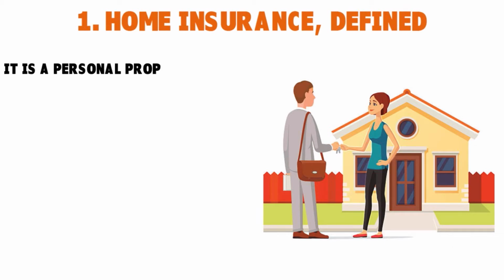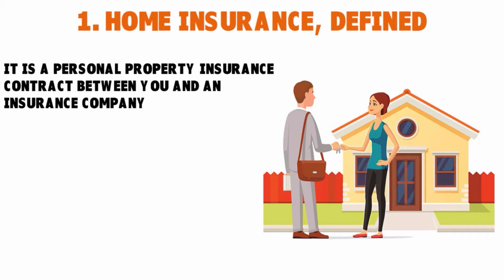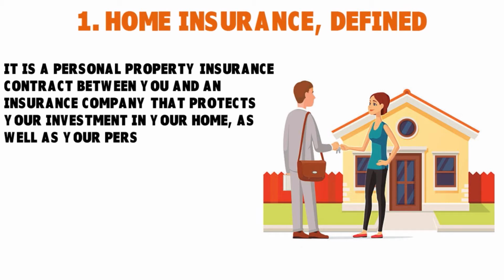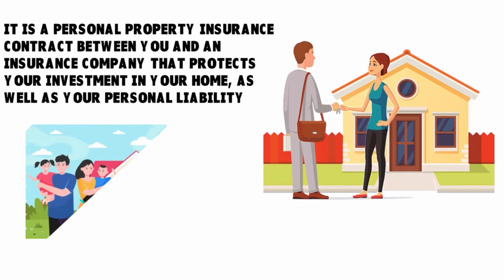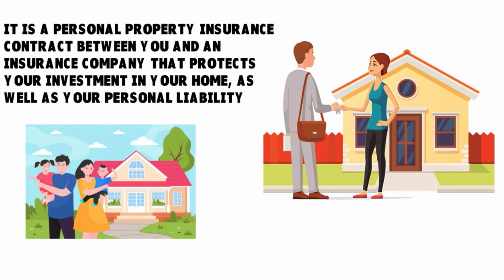It is a personal property insurance contract between you and an insurance company that protects your investment in your home as well as your personal liability. So you pay an agreed upon amount of money, that's called a premium, to the insurance company in exchange for protection against the cost of disasters and accidental loss or damage to your home, premises, and anything on the property. Home insurance also provides liability coverage to you and family members living in the home. So a homeowner's insurance package combines all of the above elements to protect you from unexpected financial hardship by providing you with compensation when a qualifying insurance claim occurs.